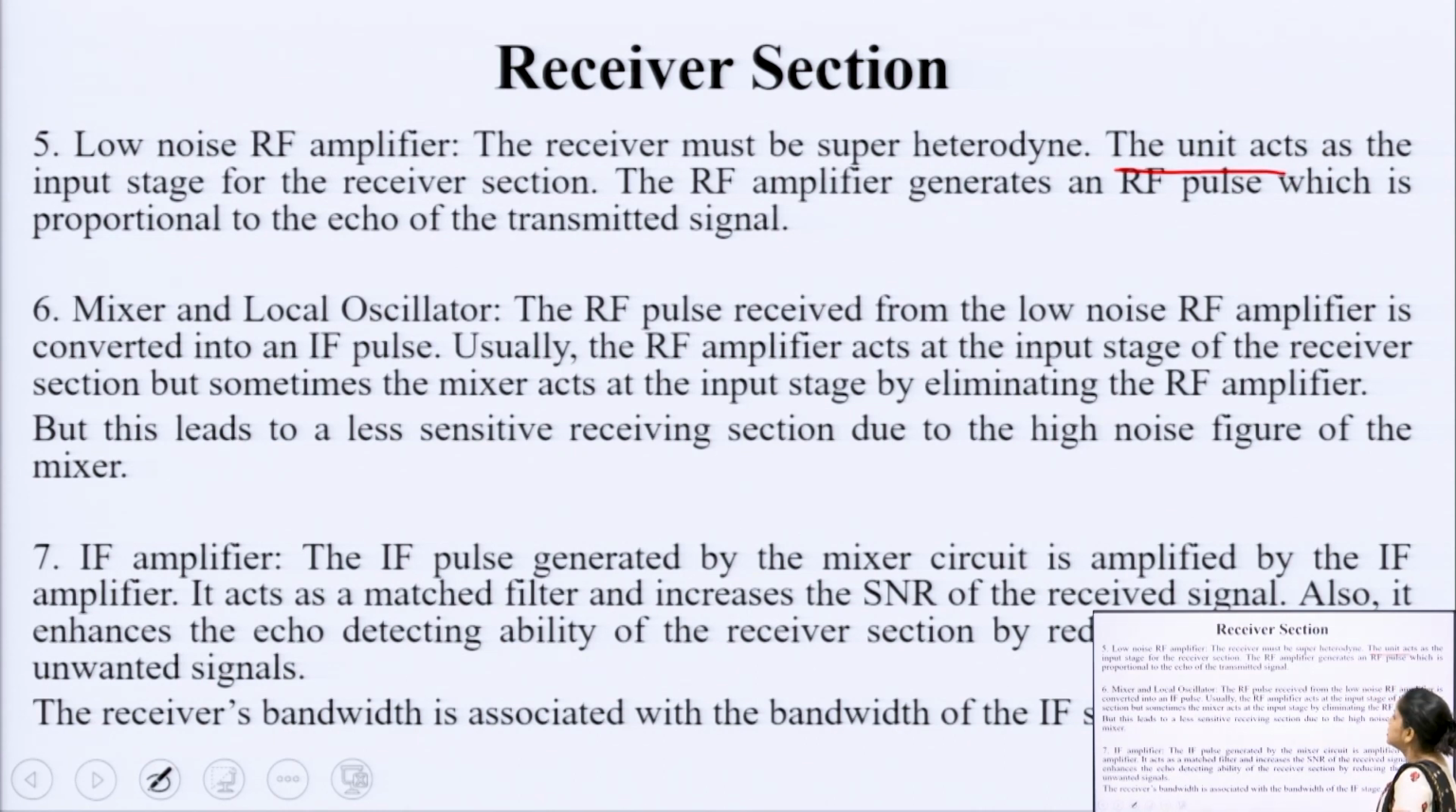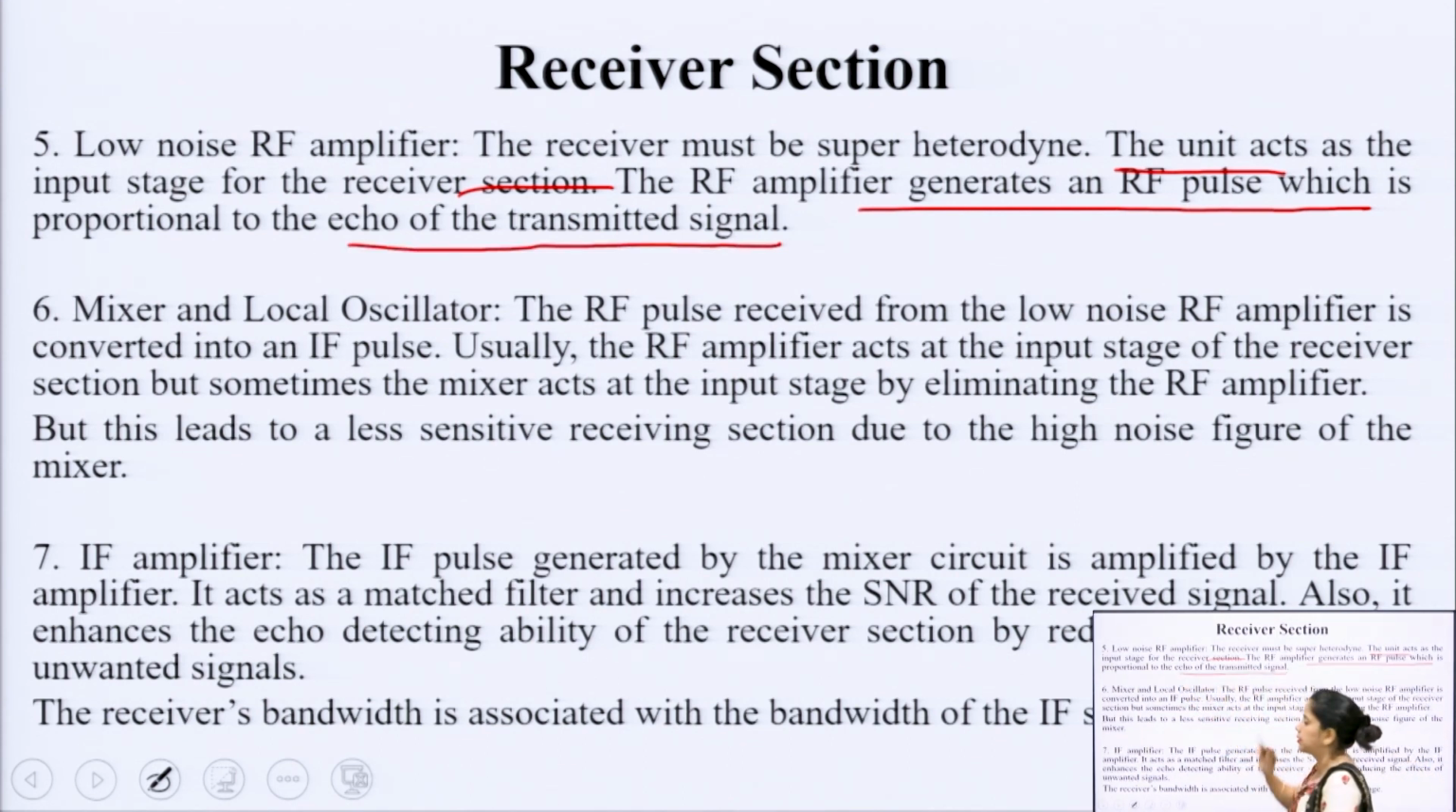The unit acts as an input stage for the receiver section, because here we can give the signal from the antenna to the receiver section. The RF amplifier generates an RF pulse which is proportional to the echo of the transmitted signal. So the echo which is received of the transmitted signal is made proportional to the RF pulse with the help of the low noise RF amplifier, and it acts as the input stage of the receiver section.